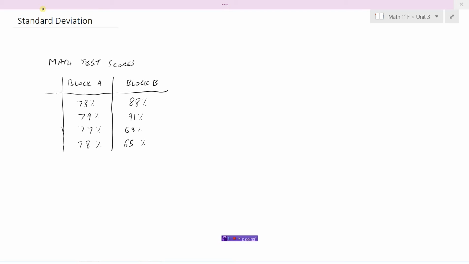So in Block A, 1 student got 78, a student got 79, a student got 77, a student got 78. And in Block B, 4 people wrote the test as well. 1 student got 88, 1 student 91, 1 student 68, 1 student 65.